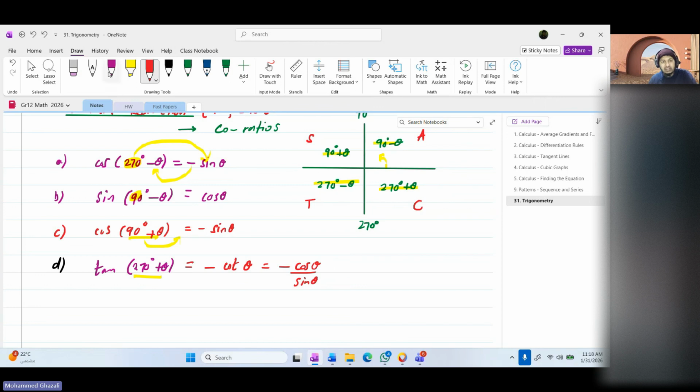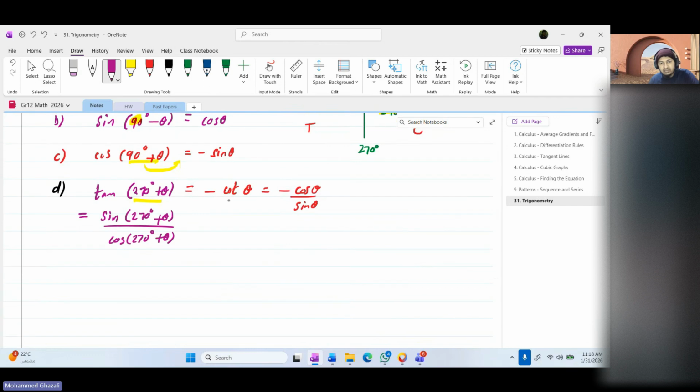But you're not going to do it like this. You will do it using sine and cos. So you'll rewrite this question as sine 270 plus theta over cos 270 plus theta. Now you're going to do each one separately and you'll come to the exact same answer, negative cos over sine. So let's see.